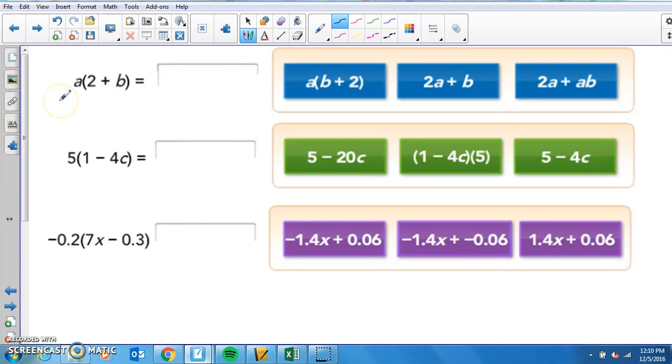All right, what I want you to do is work through these and give these a shot. So if you will, go ahead and pause it and work these 3 problems, please.